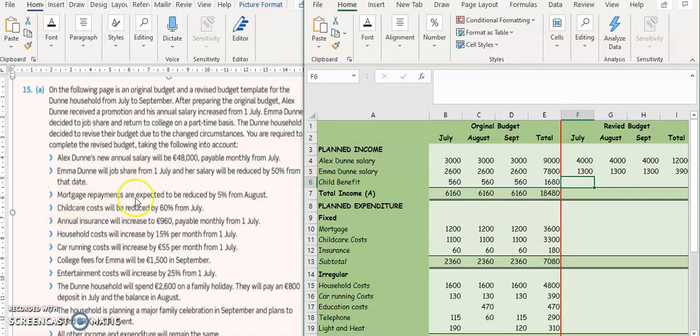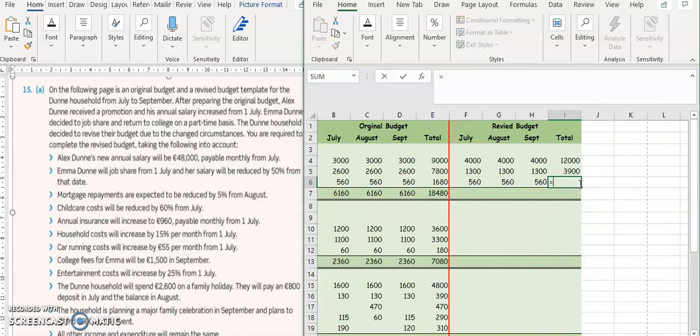So mortgage repayments then, so we've skipped child benefit. So we've gone down to mortgage. Child benefit is not being changed, so they still have the children. So it's going to be 560 per month. And then in your total column, you're going to add them up. So 560 plus 560 plus 560. That's going to give us 1,680, which is the same.